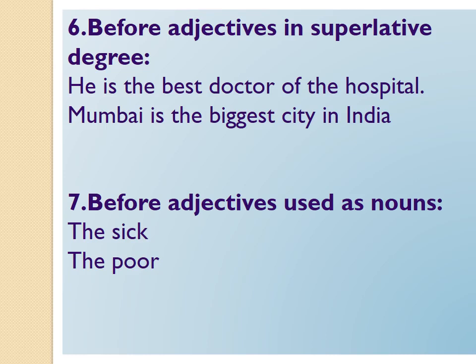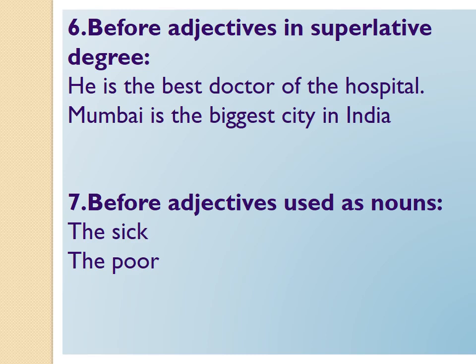Now, students, if you have noticed, the best is the superlative degree and we have used the definite article the before this word best. And in the next sentence, the word biggest is also a superlative degree, and we have used the definite article the before this word. So we use the definite article the before adjectives in superlative degree.